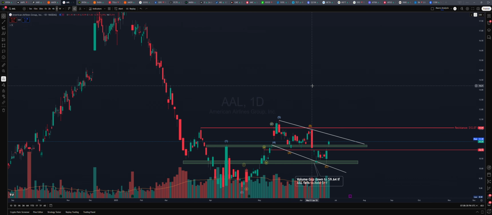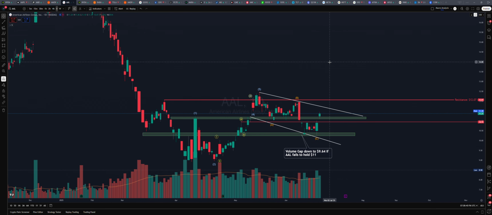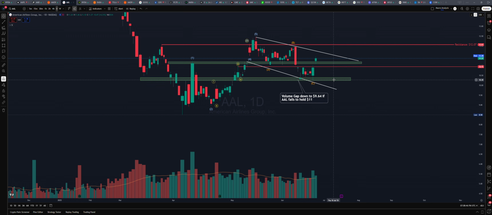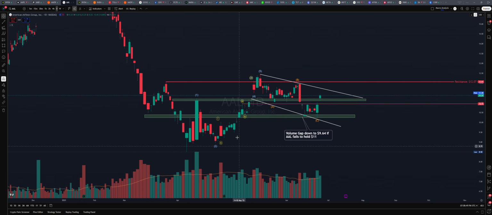I'm going to keep an eye on this. Keep an eye on this as well. What you don't want to see is a rejection at this level here and a break to the downside below this level here. You don't want to see that happen. All right, that's why I'm very cautious.